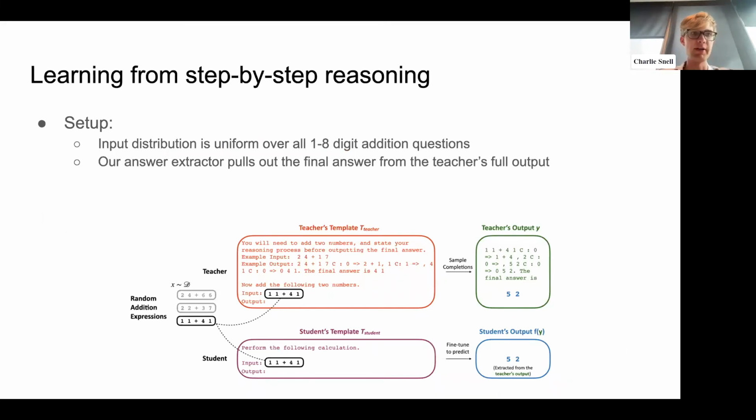The last part is learning from step-by-step reasoning. So we can use context distillation to learn from these reasoning processes in some sense. In our setup, we define an input distribution. We look at this addition task, and we consider all 1 to 8 digit addition questions. And we have an answer extractor that basically just pulls the final answer out of the teacher's scratchpad output for training the student.